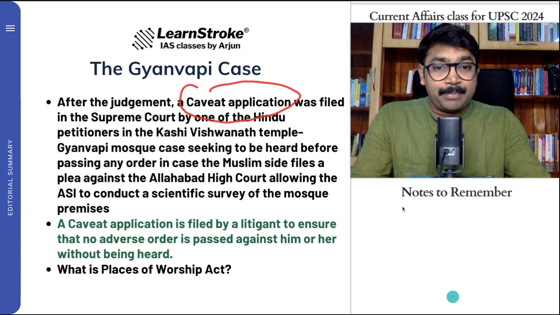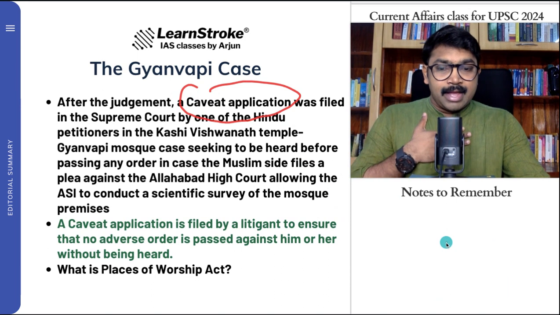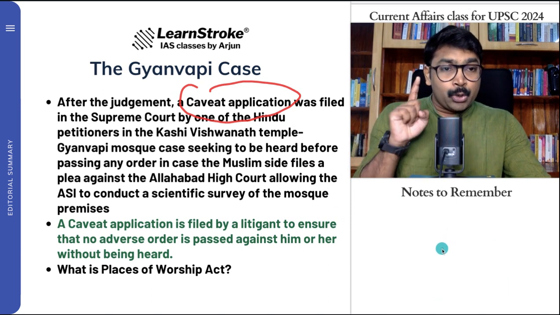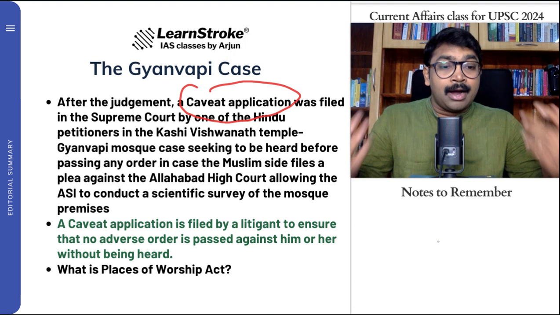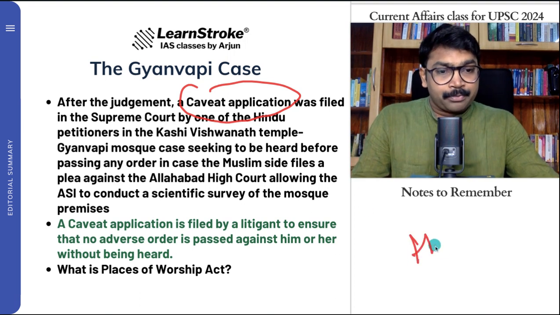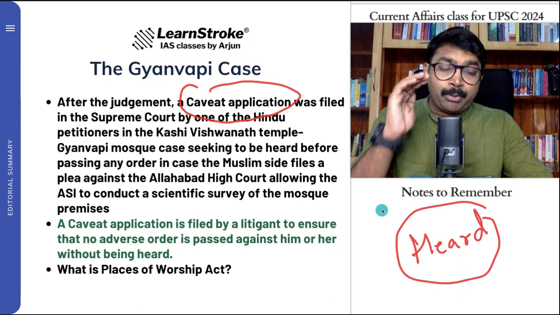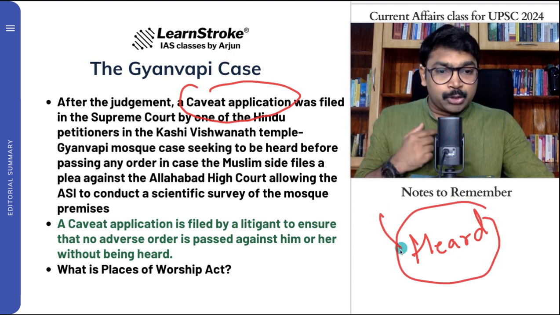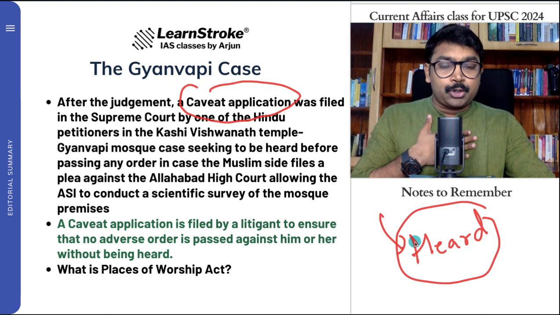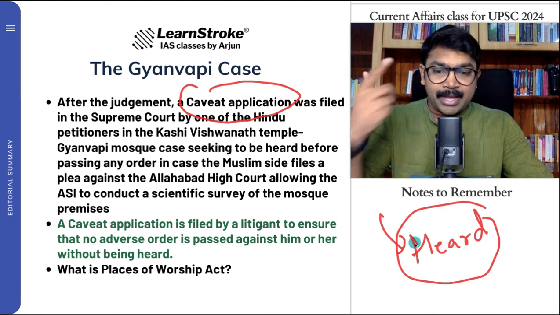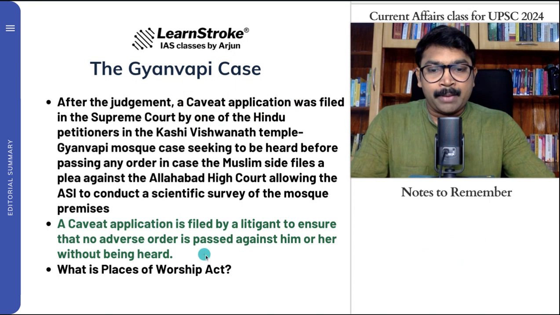What do you mean by a caveat application? See, imagine that a caveat application is filed by a litigant. If I am the litigant, I am filing it so that no adverse order is passed against me without me being heard. I have the right to be heard. Before you hear my side, you cannot pronounce a judgment. So I'm filing a caveat application that before you go for a judgment, I need to be heard. You should hear my side of the story.